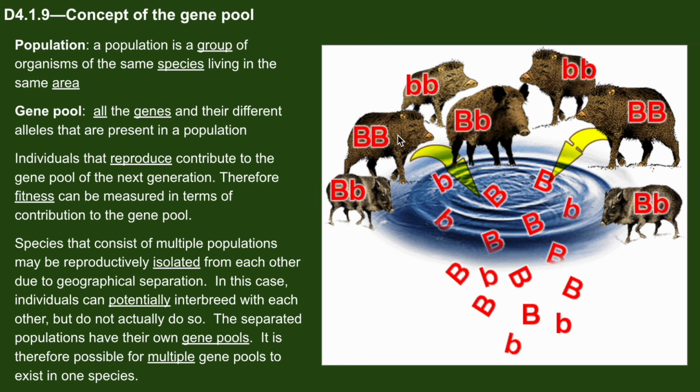Note, all of these warthogs that live in one particular area of the savanna are considered a population. They're living in the same place at the same time, and they're the same species. So all the different forms of their different alleles make up the gene pool. It's not a literal pool. It just means all of the different genes that are present and their different forms.